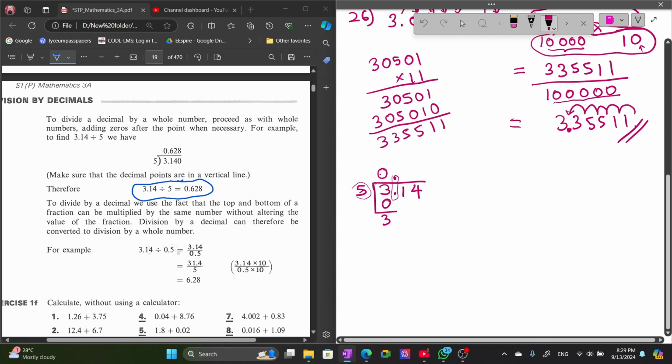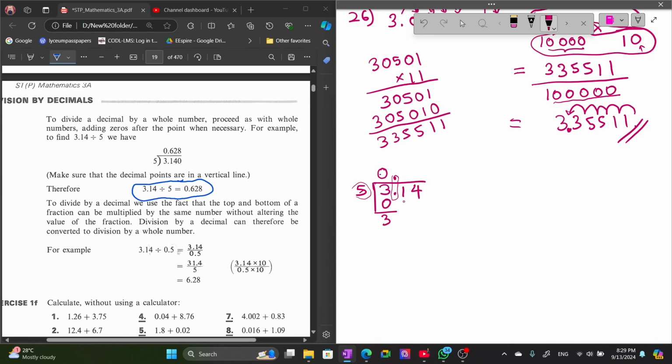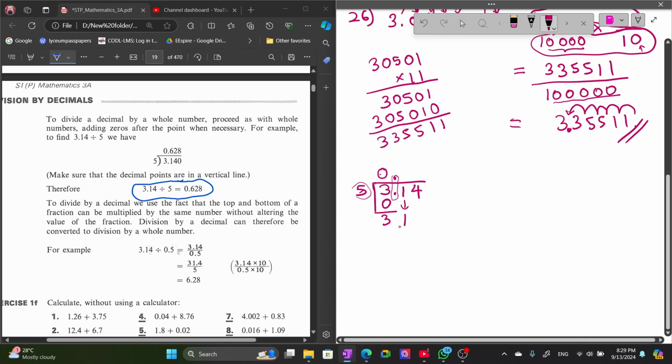Subtract 3 minus 0, we get 3 again. Then we take this to the bottom, 31. Now we check how many fives are there for 31. We get 6. 5 times 6 is 30.